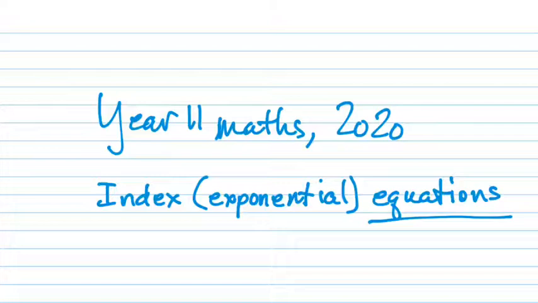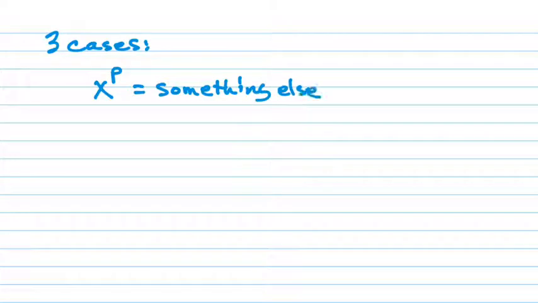So we're going to talk about index or exponential equations. There are three cases. The first case for index equations is where you just have something raised to some power, and I just put a P for power. It could be power, exponent, whatever. It could be anything. Raised to the second, raised to the third, raised to the fourth, whatever. Doesn't matter. Equals something else. And usually that something else is a number.